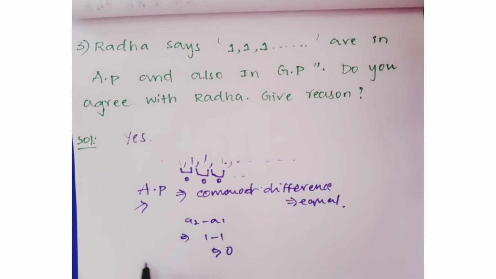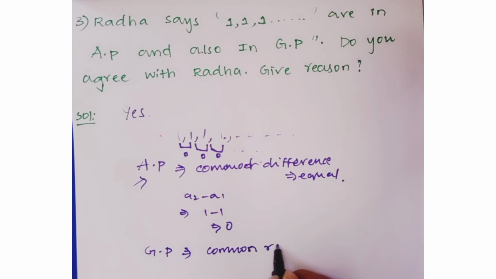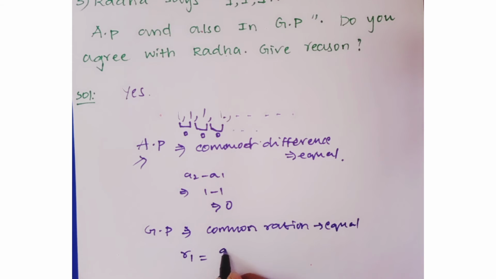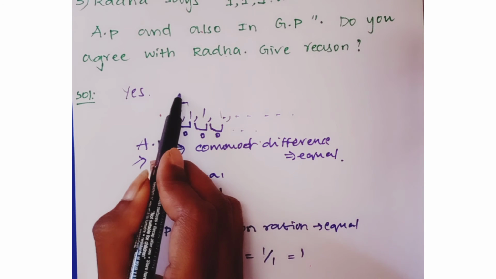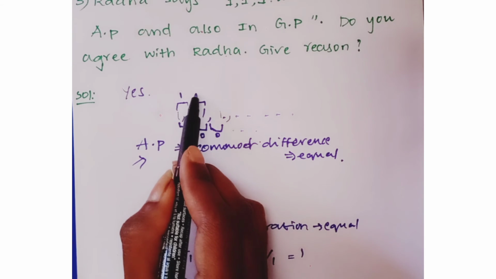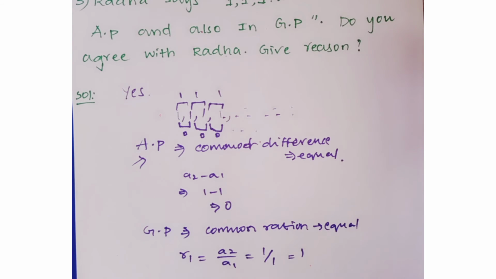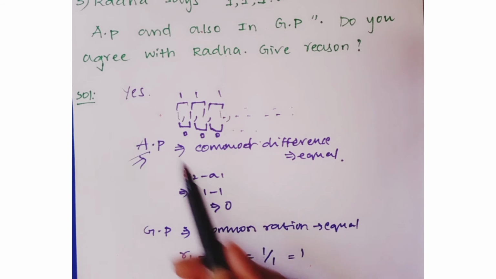Now coming to GP, the condition for GP is that the common ratios should be equal. When I take r1 equal to a2 by a1, which is 1 by 1, it is equal to 1. So when I take these two terms, the common ratio is 1. When I take these two terms, the common ratio is 1, and so on. So the series 1, 1, 1 and so on is in AP as well as in GP.